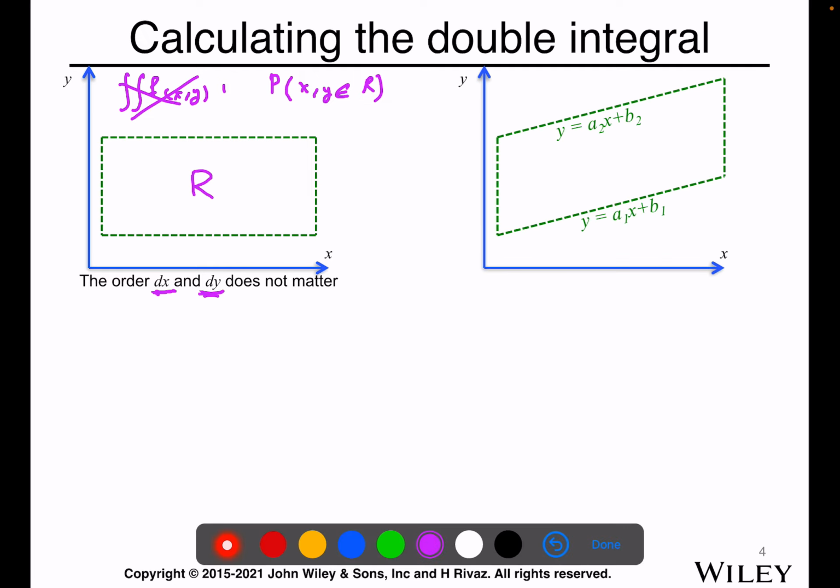If your region is like this, right? So basically you want to calculate the area under the curve in this region. How should you do the integral? With respect to x first or with respect to y first?